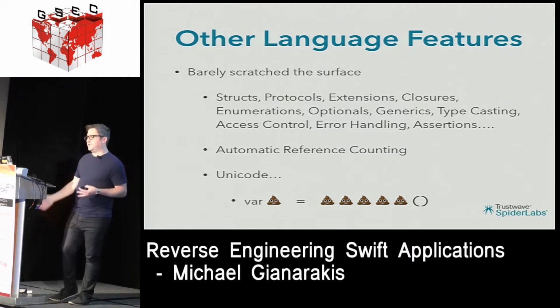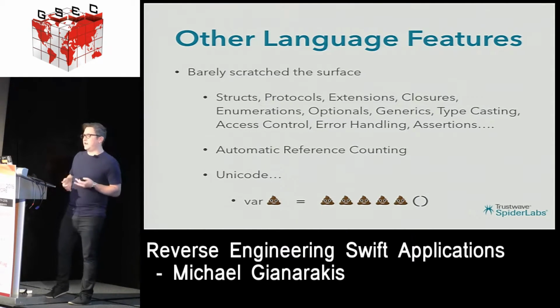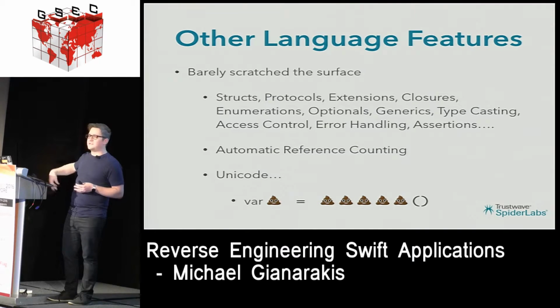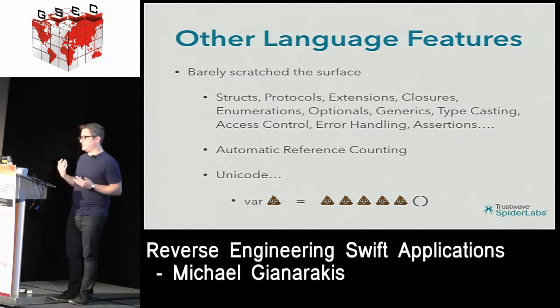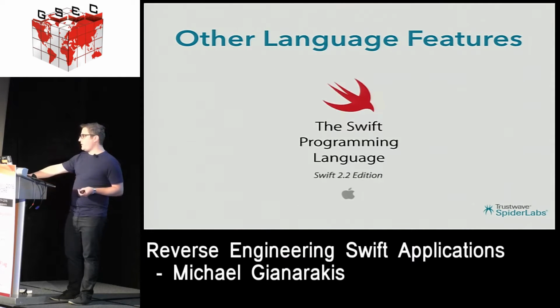Other language features, so there's a bunch of other language features, right? So we've barely scratched the surface. Structs, protocols, extensions, closures, typecasting, generics, all that kind of stuff. Automatic reference counting is in there by default for those that have used that with Objective-C. There's Unicode as well, so that's great.